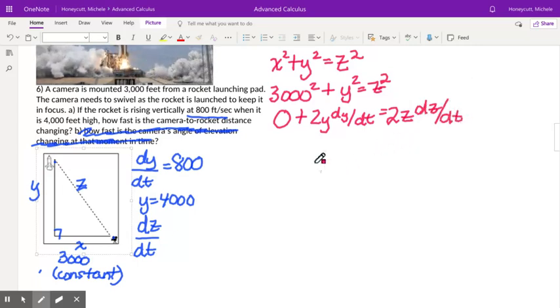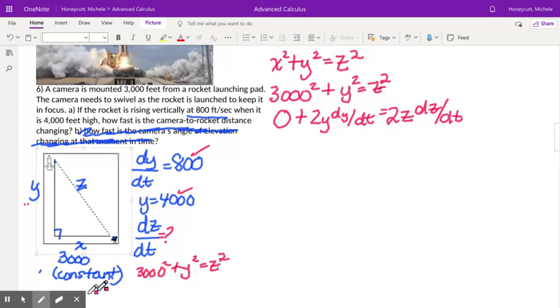I see I'm going to have to substitute a value in for y, which I don't have yet. dy/dt, I do have. Oh wait, it says when, oh yeah, I do have y. There we go. dz/dt is what I'm trying to find, but I do need to figure out what z is. So I can find z with the Pythagorean theorem again. I can say 3,000 squared plus y squared equals z squared, and then solve.